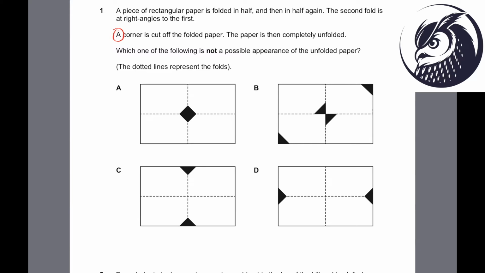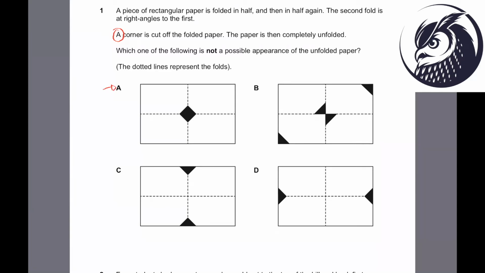So there's 2 ways of approaching this question. The first method is the more thorough one, and it actually involves folding the paper and drawing what the diagrams would look like. And what we want to see is if the dark shaded corners align. So what I mean by that is I'll take you through an example of one. So let's say, for example, we consider option A first.